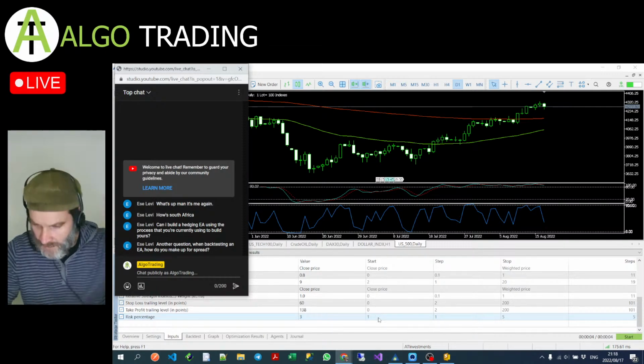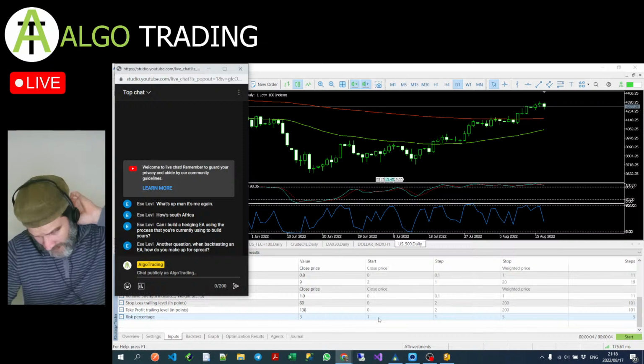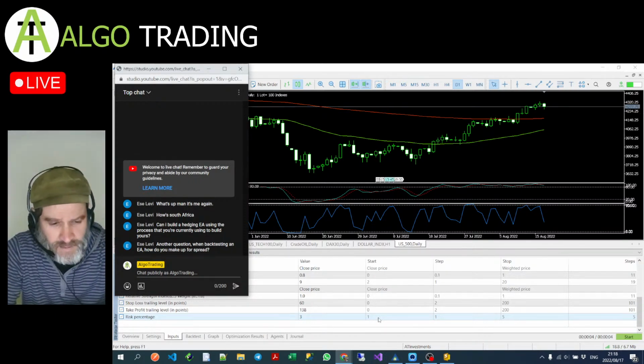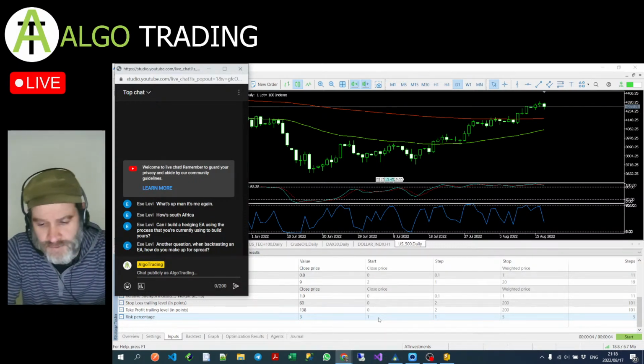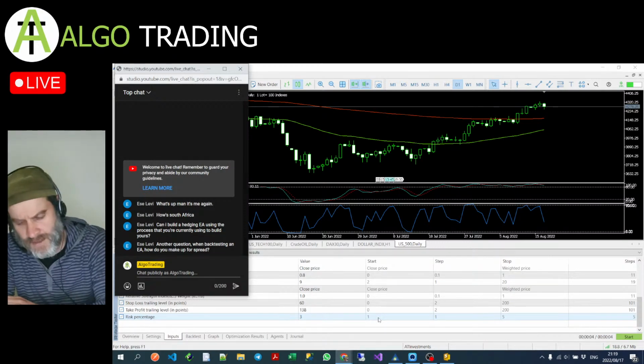About the hedging. Issa, what do you mean by hedging? Hedging EA? Because hedging means a number of things. Hedging could be, you know, like if gold goes up, you sell the dollar, so you buy the dollar. Or do you mean like you buy and sell at the same time and then sort of get out of the position when they're both profitable? I'm not really sure. Hedging can mean a lot of things.